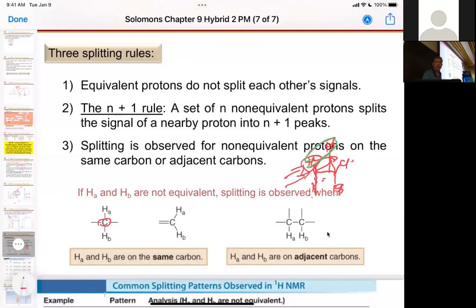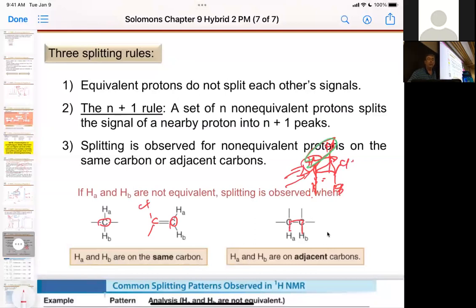Okay. And just like we saw here, if this was a chloro over here, these are on the same carbon, but they're not equivalent. So we're going to see those split. Okay. And the most common is where we have 3 bonds on adjacent carbons.